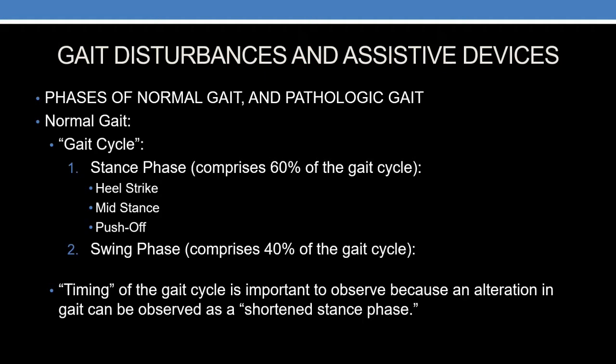Now, the stance phase can be further broken down into several subphases, including the heel strike phase, the mid-stance phase, and the push-off phase of gait. Because the stance phase occupies the majority of the gait cycle, we're going to take a look at each of these subphases in a little bit more detail. Then the swing phase, which comprises 40% of the gait cycle, and we'll get into some description of some normal and abnormal findings of the swing phase of gait as well.